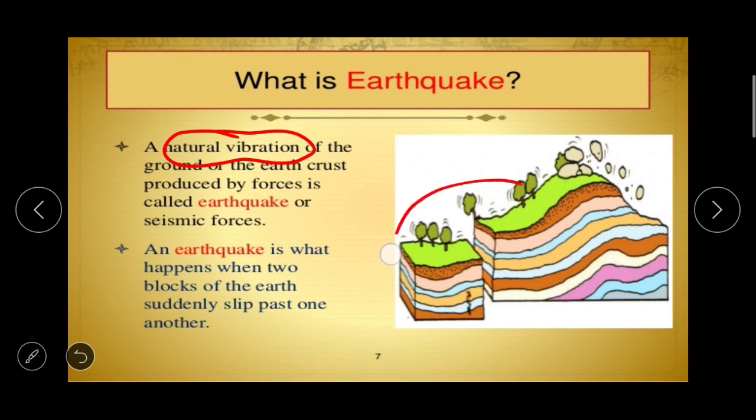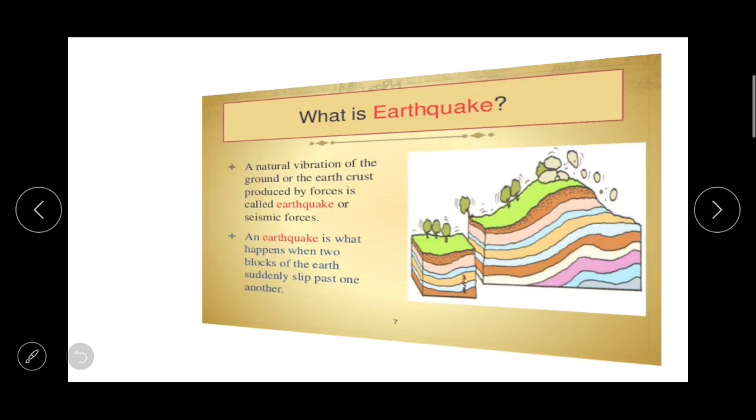Like here in the figure you can see, because of the movements occurring in the interior of the earth, tremendous tension is created in the earth's crust, and when the tension goes beyond limits, the energy is released in the form of waves, and this results in trembling of the earth's surface. That is what we call an earthquake.